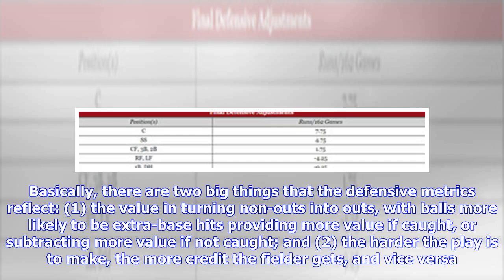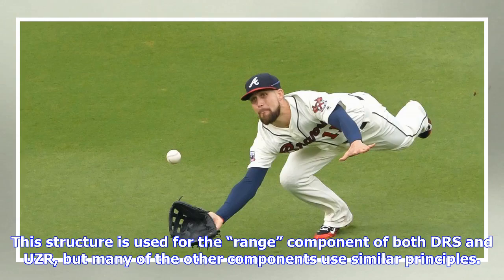Basically, there are two big things that the defensive metrics reflect. 1. The value in turning non-outs into outs, with balls more likely to be extra base hits providing more value if caught, or subtracting more value if not caught. And 2. The harder the play is to make, the more credit the fielder gets, and vice versa. This structure is used for the range component of both DRS and UZR, but many of the other components use similar principles.